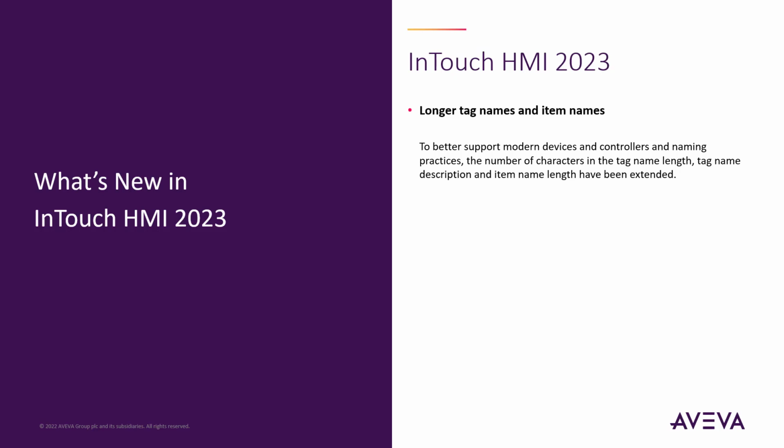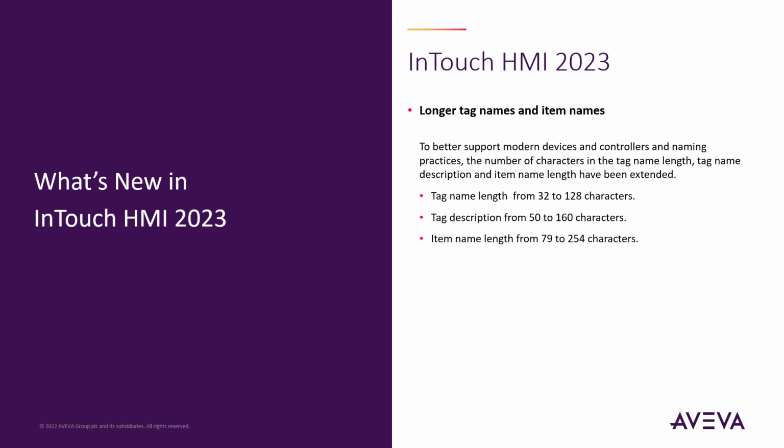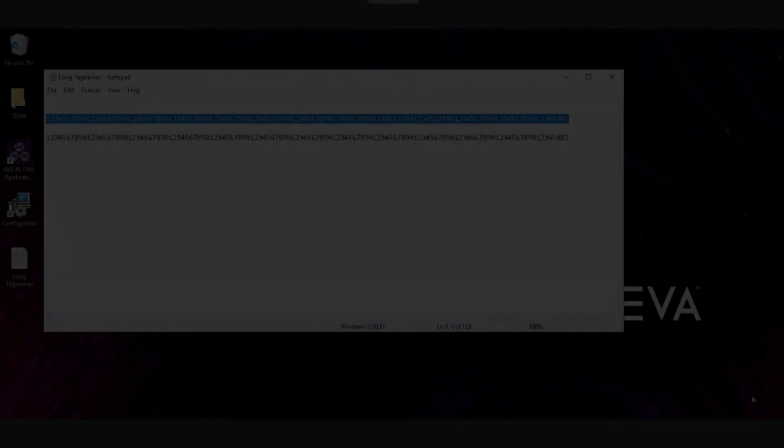We have also broken another barrier, which has to do with the length of tag names, tag descriptions, and item names. Tag names have been extended from 32 to 128 characters. Tag descriptions from 50 to 160 characters, and item names from 79 to 254 characters.